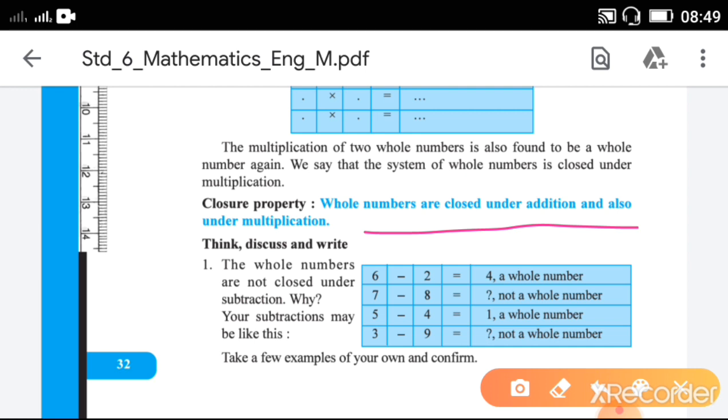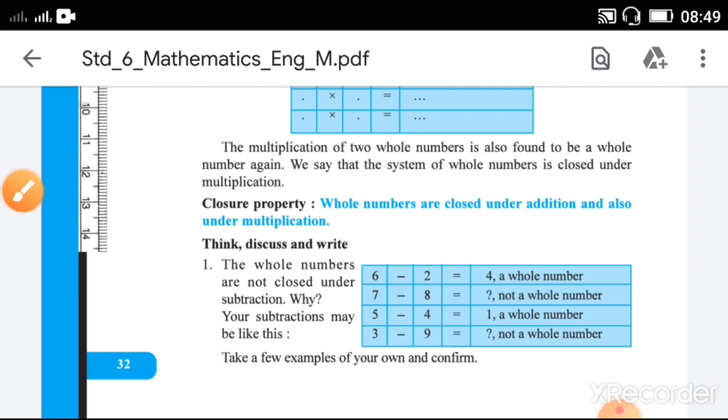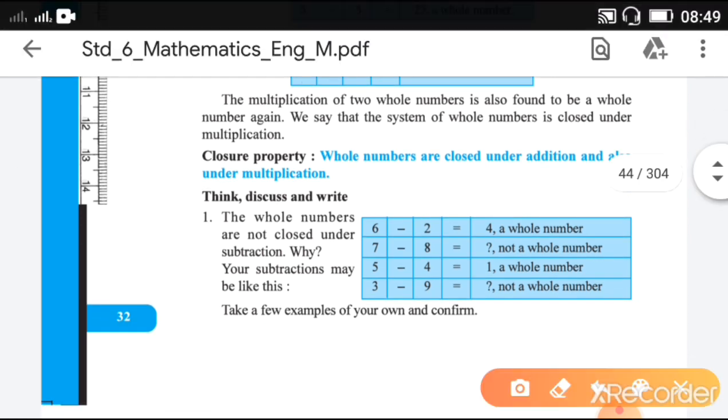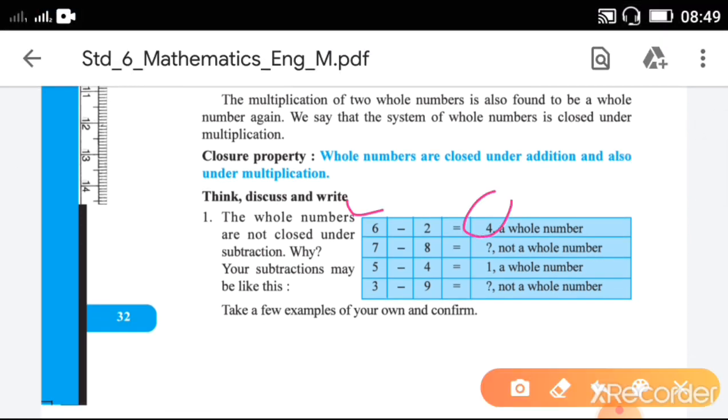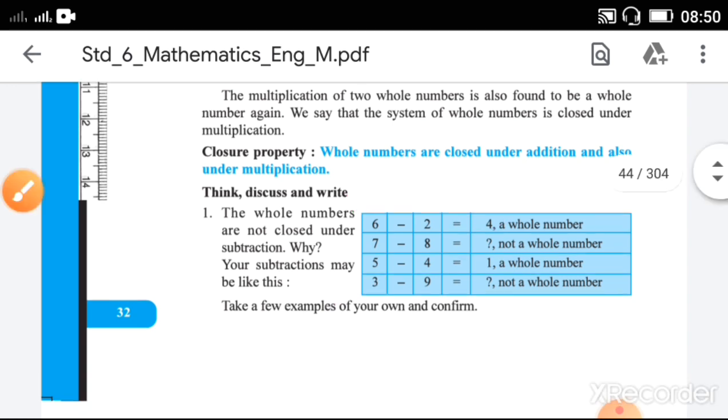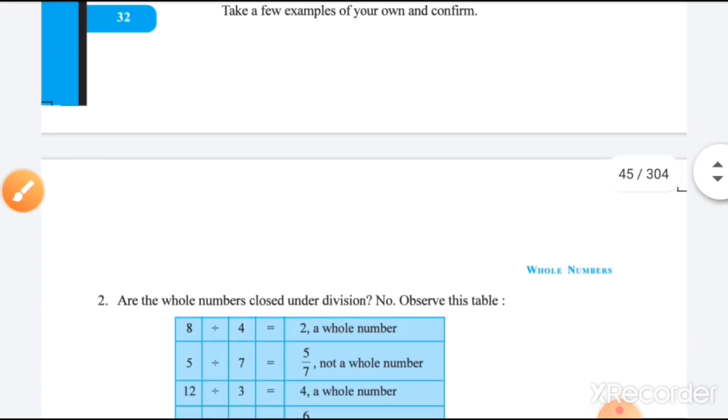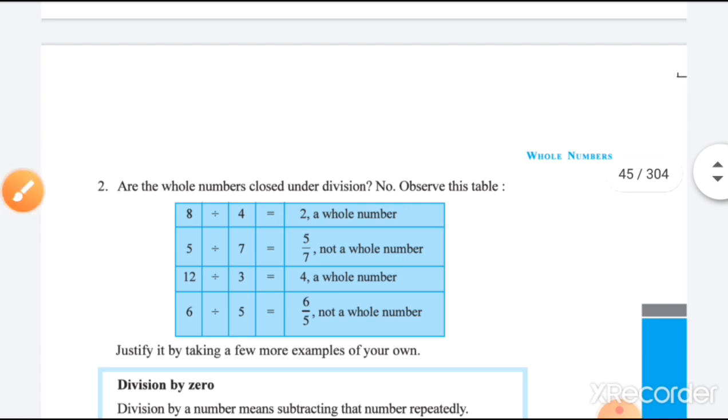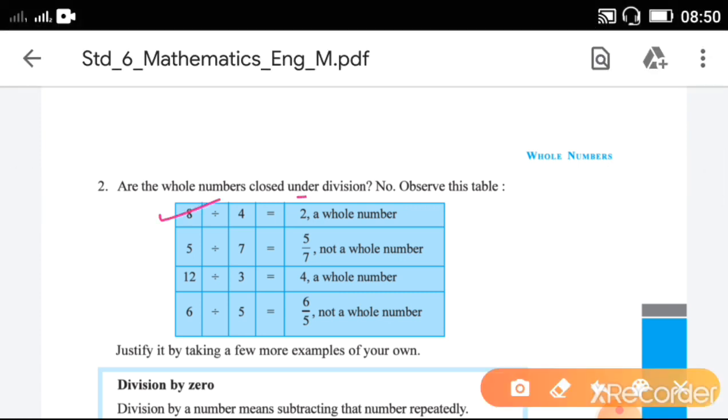This property does not work for subtraction and division. You can check here: 6 minus 2. Here you got 4. That is a whole number. But 3 minus 9, you will get minus 6. It is not a whole number. So this property does not work for subtraction.